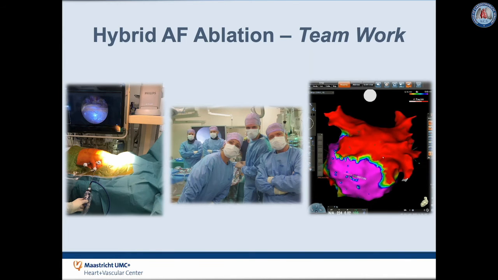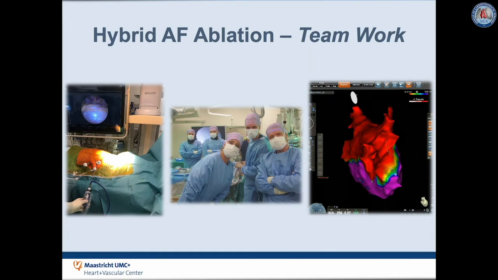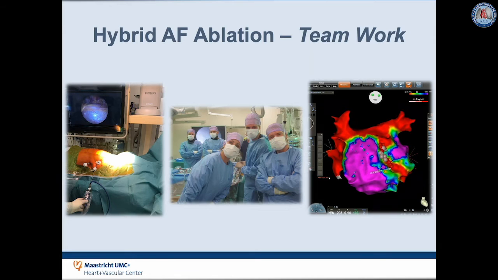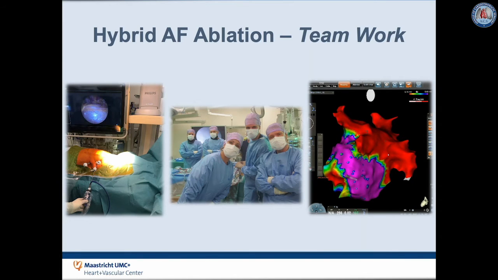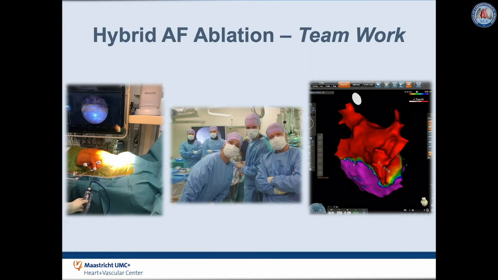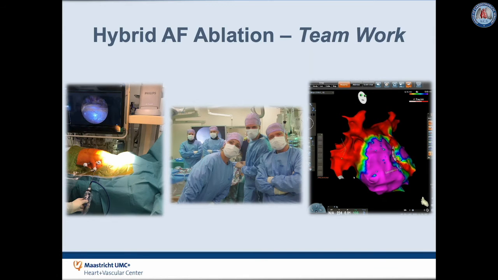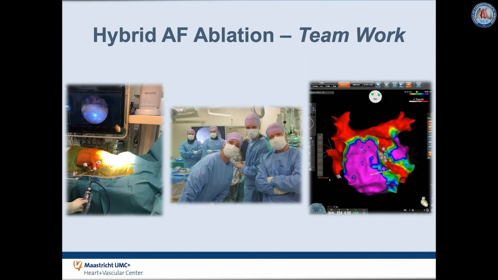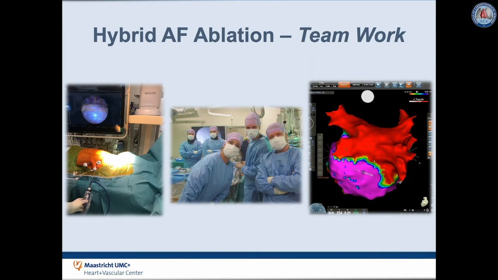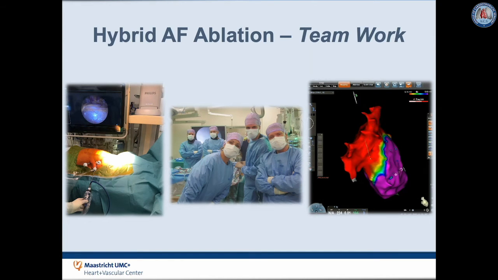The concept of hybrid AF ablation is combining an epicardial, mostly thoracoscopic approach with an endocardial approach. The thoracoscopic approach allows you to attack the atrial substrate from the epicardium, while transvenous endocardial high-density mapping allows you to visualize the underlying substrate, test the epicardial lesions for conduction block and do touch-up if needed, but also address other arrhythmias like atrial tachycardia or flutter.